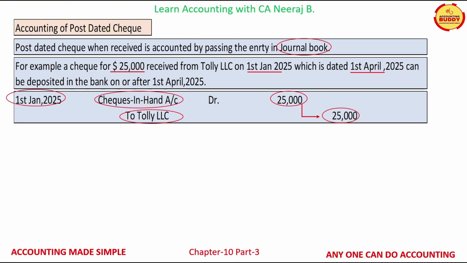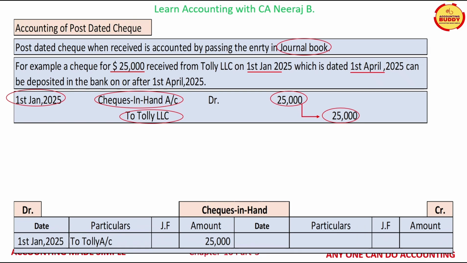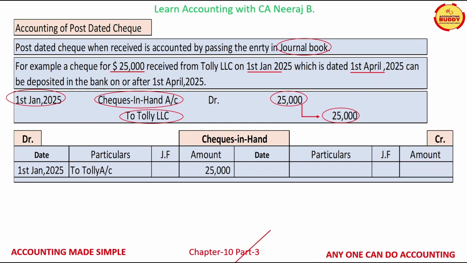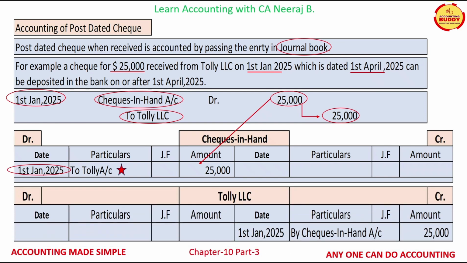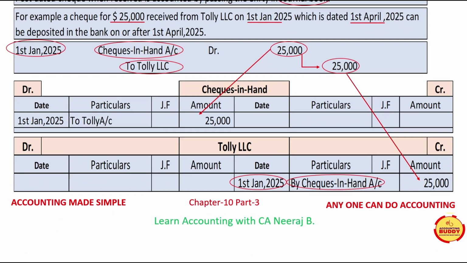Let us now learn the posting of this entry into respective ledger accounts. First, the checks in hand account. An amount of $25,000 will be posted on the debit side of the checks in hand account on 1st of January 25 by writing the words to Tully account. Now in Tully account, the entry will be posted on the credit side of Tully account for $25,000 on 1st of January 25 by writing the words by checks in hand account.